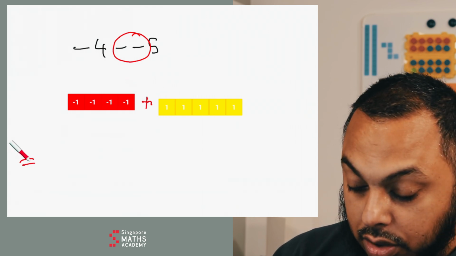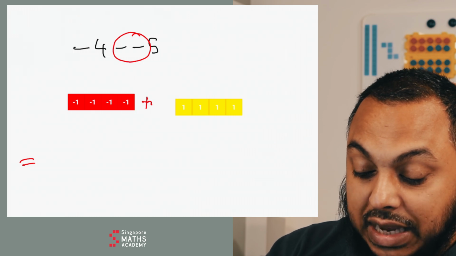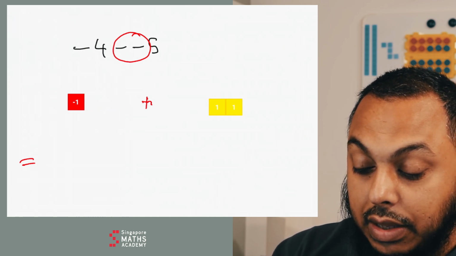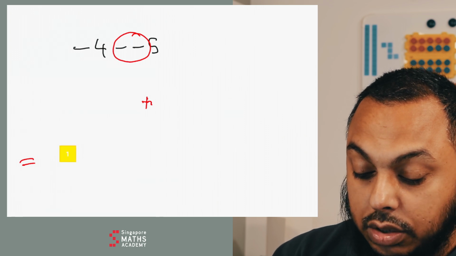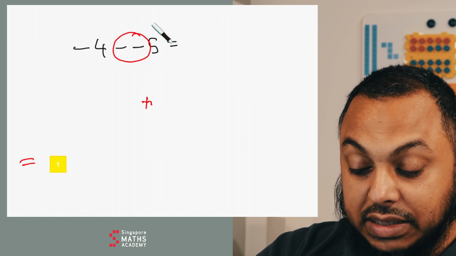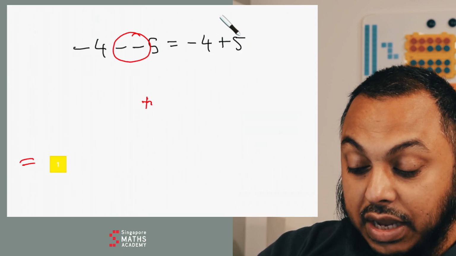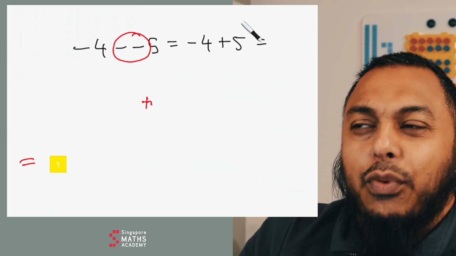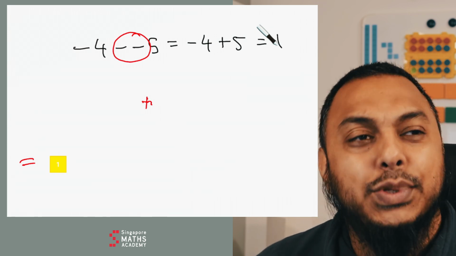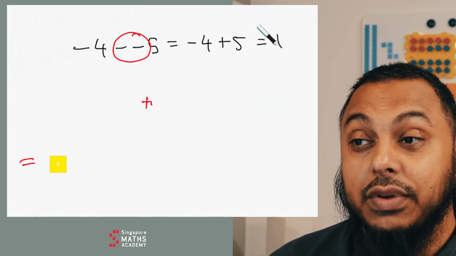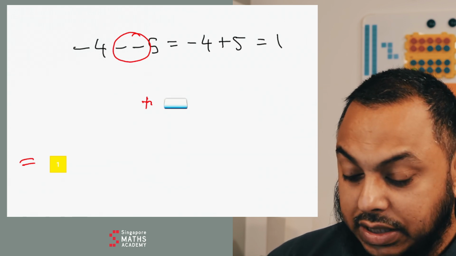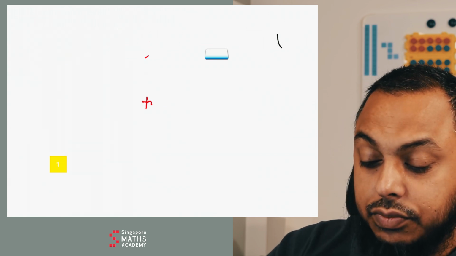Let's have a look. Well, the 1 and negative 1 cancel each other out, right? That becomes 0. And so I'm just left with 1. Negative 4, take away negative 5 is the same as negative 4, add 5. We know negative 4 add 4 is 0, and therefore negative 4 add 5 must be 1. Okay, so that's another type of question we've covered, right? So is there anything else that we need to cover for addition and subtraction?